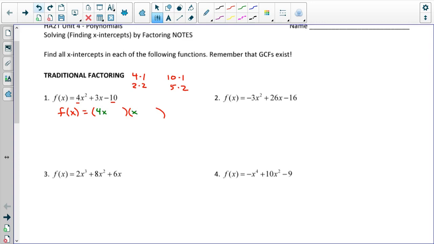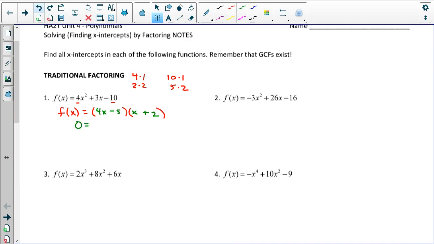So I might be able to try 1 and 10 here, but that's not going to work. I might be able to try 5 and 2 here, and that does appear like it's going to work because 5 and 8 can end up making 3 if I make it a +8 and a -5. So if I distributed this back out, I would get 4x squared plus 3x minus 10.